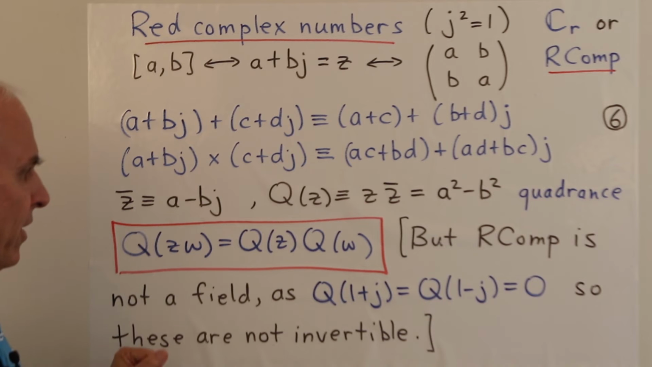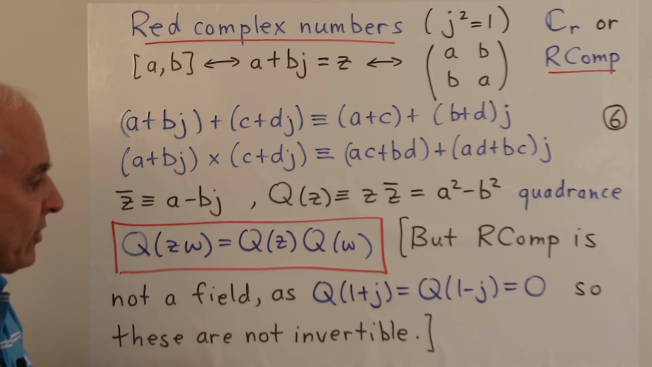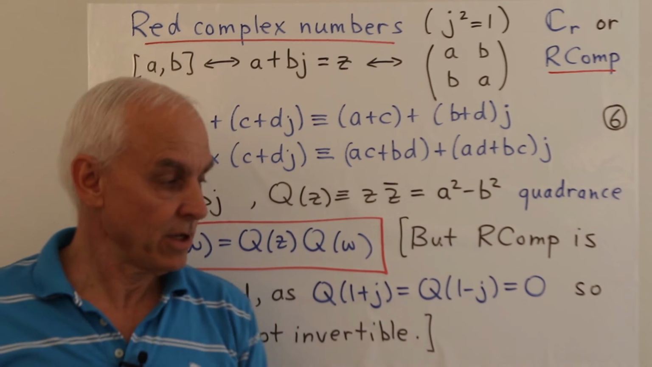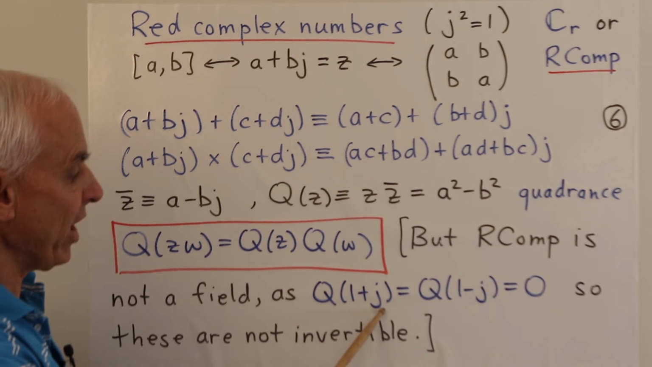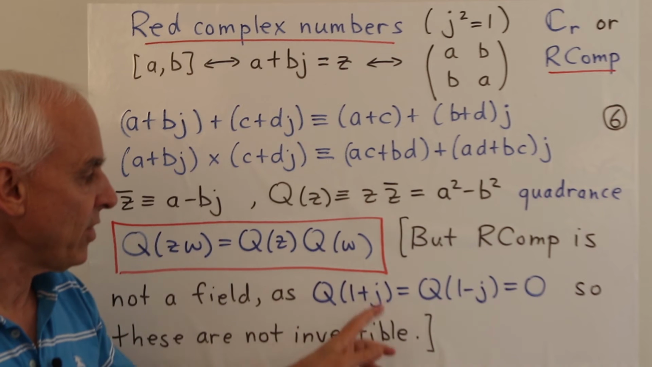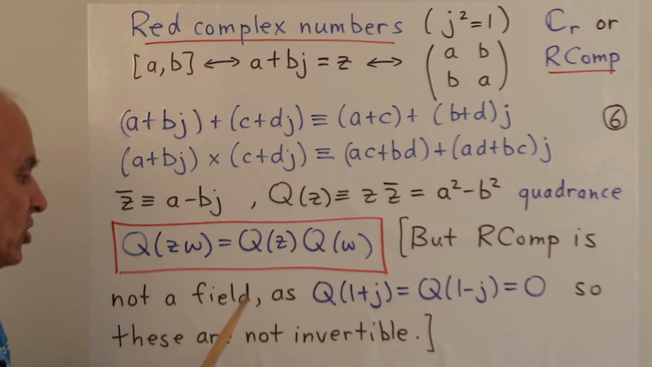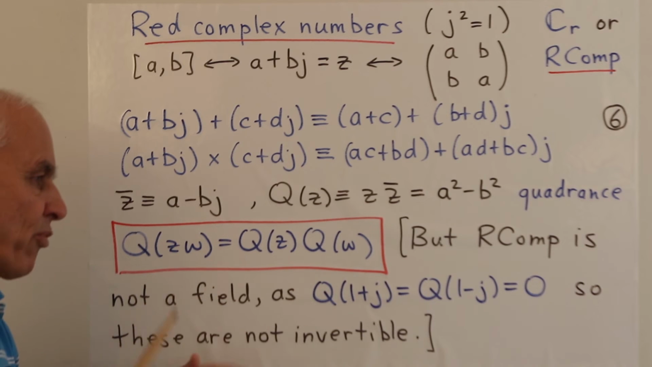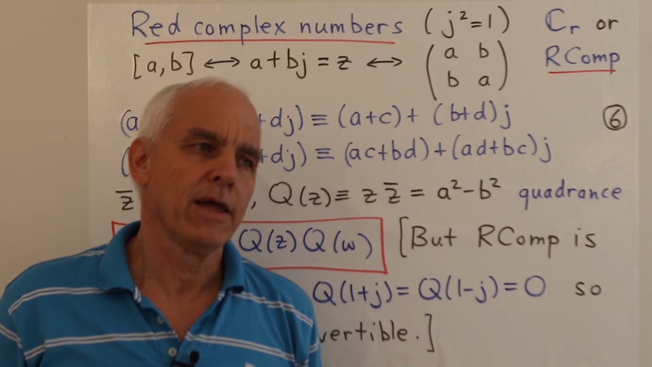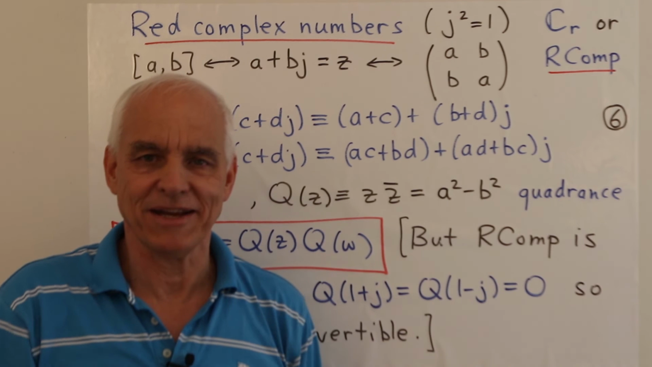But crucially, this algebra that we're getting is not a field, because there are other things besides 0 which are not invertible. In particular, the quadrance of 1 plus j, or the quadrance of 1 minus j, is 0. So these objects are not invertible in the algebra. So that means that algebraically it plays a little bit of a different role. And historically, complex numbers have been much, much more studied than these ones.